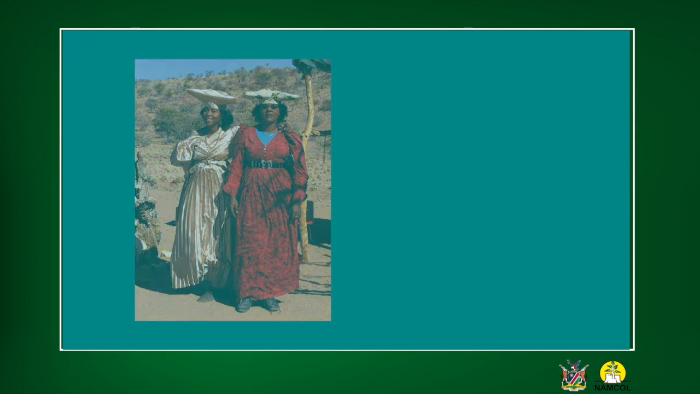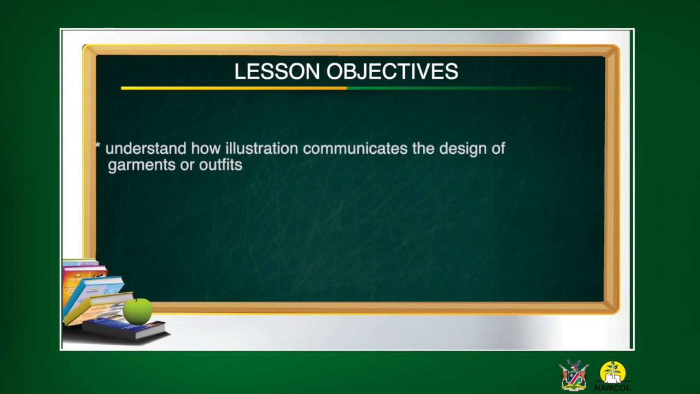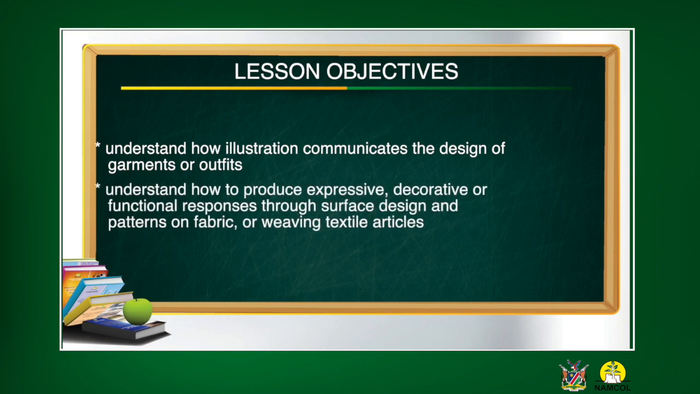For NSSCAS, one really needs to research, experiment with, and develop ideas into creating interesting fabrics and weave textiles which will convey a specific message to the viewer. So, our learning objectives for Discipline 6 are to understand how illustration communicates the design of garments or outfits, and to understand how to produce expressive, decorative or functional responses through surface design and patterns on fabric or weaving textile articles. To help us with this journey, we would love to welcome back Ms. Hester van Schouwenberg from the Kids Center.